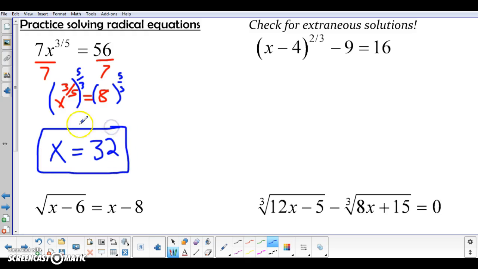Now I would make sure to plug this in and check it out. Let's see here. 32 to the 3/5. That means the 5th root of 32, which is 2. 2 cubed is 8. 8 times 7 is 56. We have a correct answer. Good deal. Moving on to the next one over on the right.